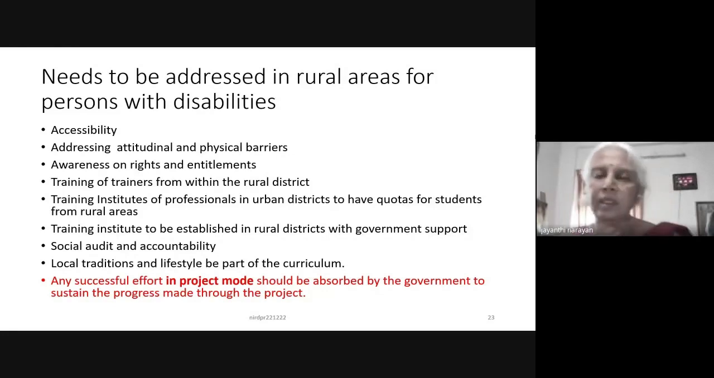And finally, local traditions and lifestyle should be imbibed in the curriculum rather than teaching something unconnected for them. So anything that has been done in project mode, work towards sustainability when the project is still on, so that it has an effect and meaning. And that's it, I think.